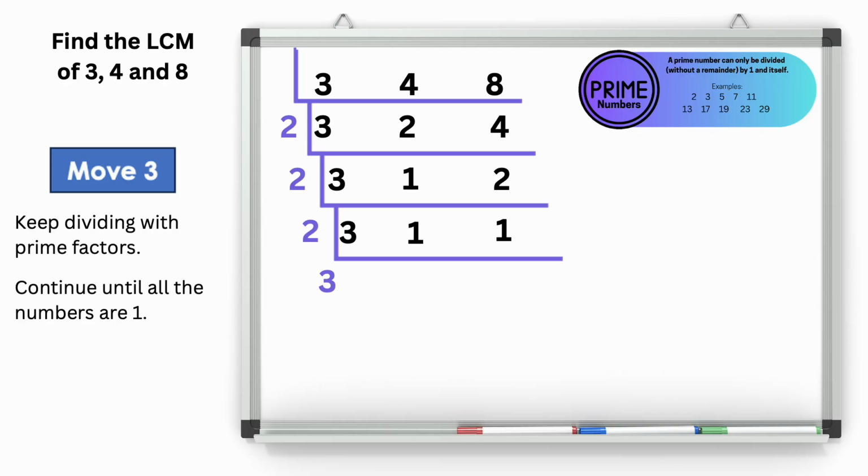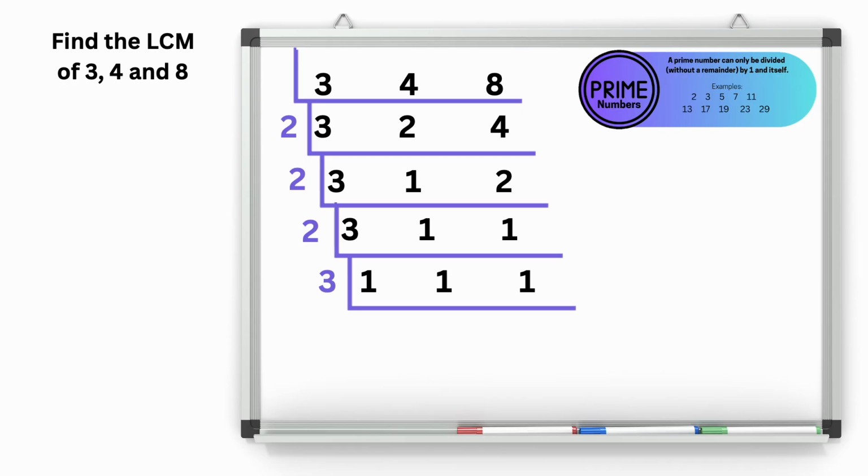All right, so we have to move on to our next prime number because we can't divide those numbers by 2 anymore. So we can divide by 3. 3 divided by 3 is 1. And we have completed our process.